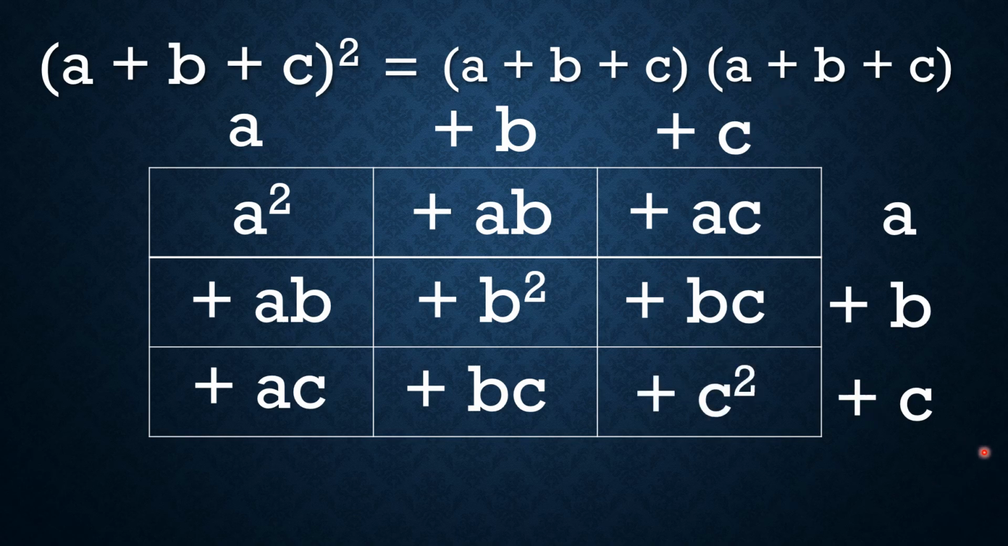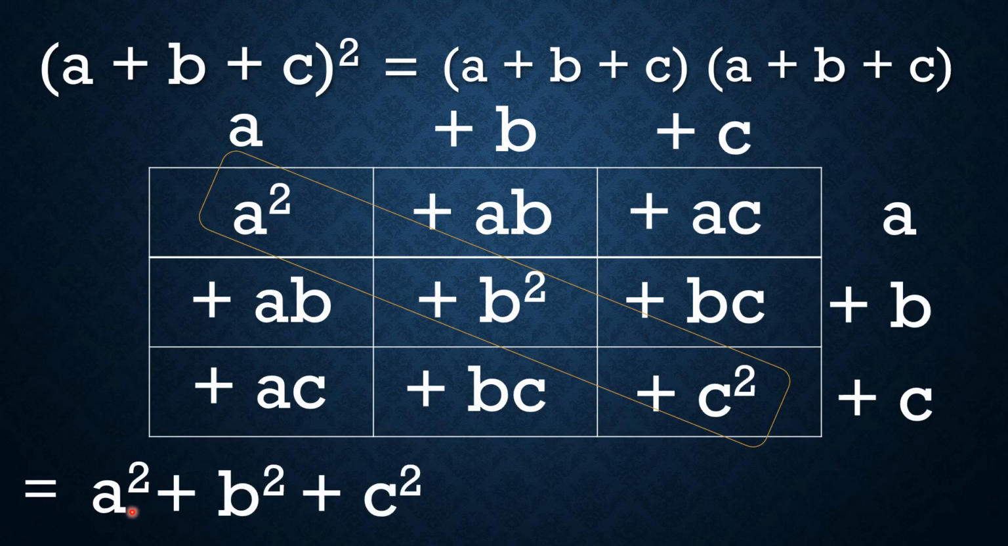Kung mapapansin mo, meron tayong pattern na nakikita rito. So kung titignan natin yung diagonals, itong mga to ay square ng bawat term ng ating expression. So we have a squared plus b squared plus c squared. So pwede na natin isulat yan. A squared plus b squared plus c squared because we cannot combine them together because they are not like terms.